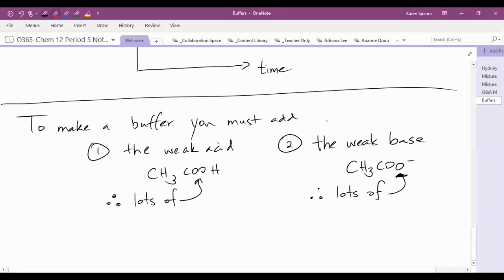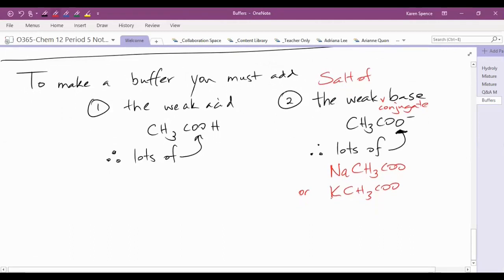We actually have to add the salt of the weak, ooh, and I should put in conjugate there as well. Conjugate base. Okay, so instead of just adding CH3COO minus, we would add the salt. In this case, I'm going to make it a sodium salt, CH3COONa, or it could be potassium, CH3COOK. Any of your alkali metal salts are good because alkali metal salts are always soluble.